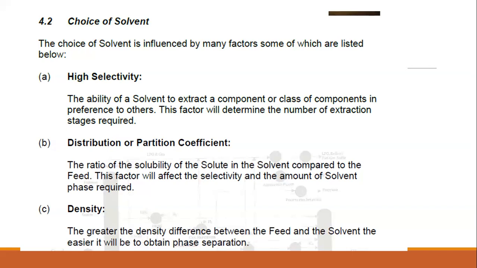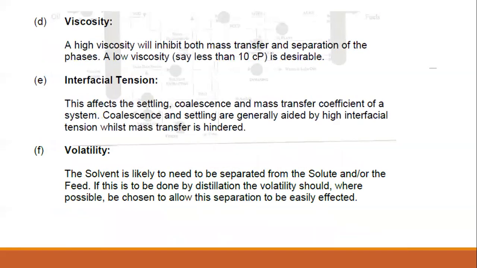Density: the greater the density difference between the feed and the solvent, the easier it will be to obtain two-phase separation, because the two phases are made because of the difference in densities. So the greater the density difference, the easier it will be to obtain two-phase separation.